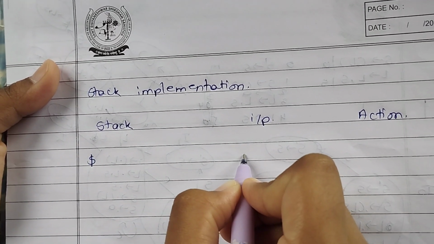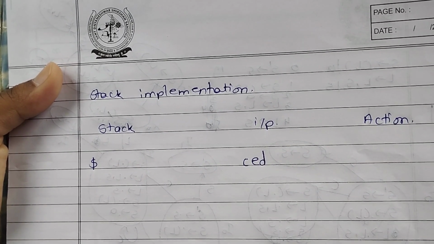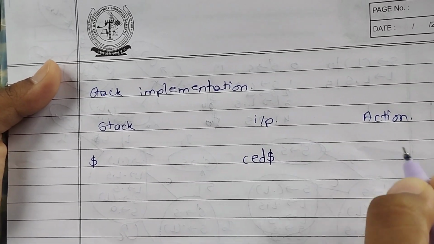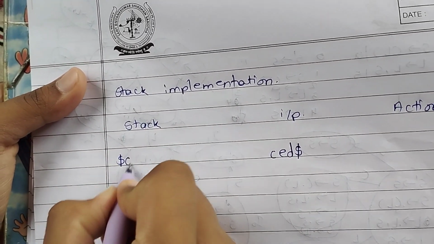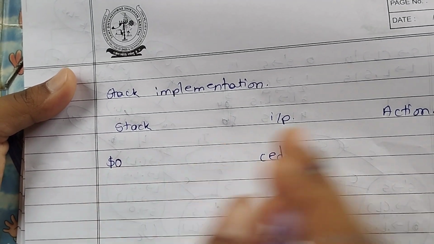For the input we assume cAd. This is the input string, and after the input string we write $. And for the action, we start from the 0th state. Our grammar starts from the 0th state. So now we check one by one.